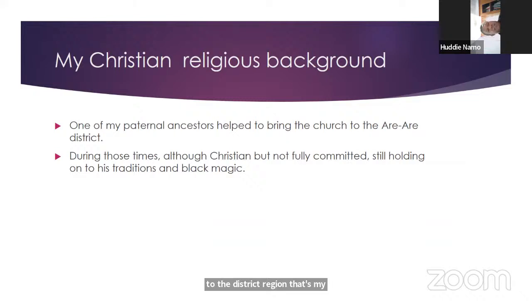During those times, being a hidden, not fully committed Christian, although attending church, but still holding on to his traditions and black magic. That's the interesting thing about my paternal grandfather, but he was one of those early people being brought to the church, and he was instrumental in spreading the gospel in my region of area.